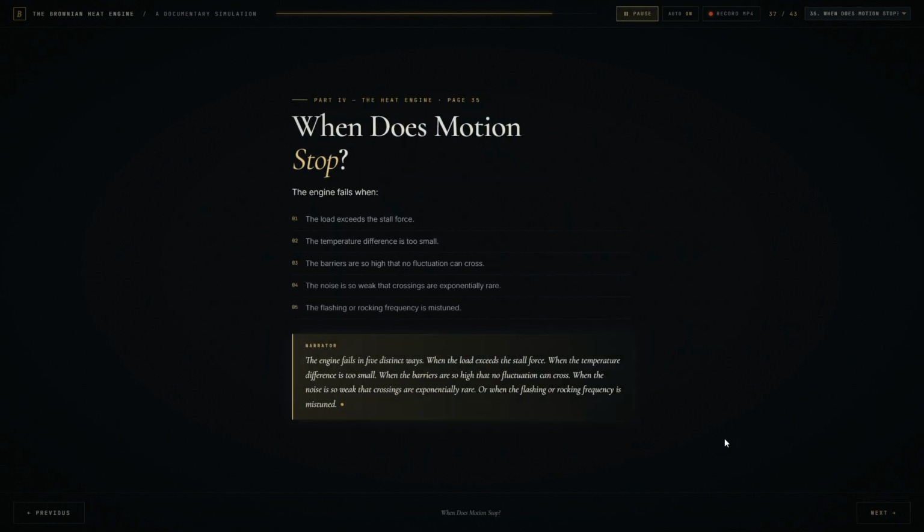The engine fails in five distinct ways. When the load exceeds the stall force. When the temperature difference is too small. When the barriers are so high that no fluctuation can cross. When the noise is so weak that crossings are exponentially rare. Or when the flashing or rocking frequency is mistuned.